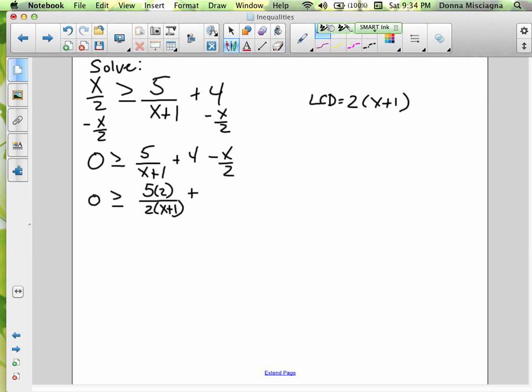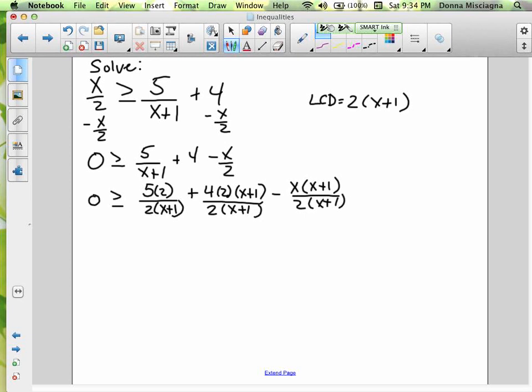All right, well, 4 doesn't have a denominator at all, so it's going to need the 2 and the x plus 1. Right? And so essentially we've just multiplied it by 1, right? Because 2 times x plus 1 divided by 2 times x plus 1 is just 1. And the x divided by 2 needs an x plus 1. So we'll give it an x plus 1 in the numerator and an x plus 1 in the denominator.